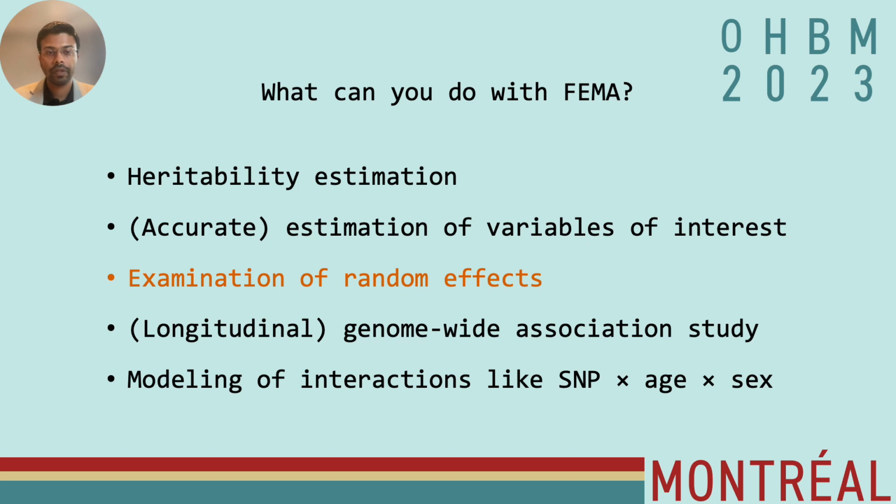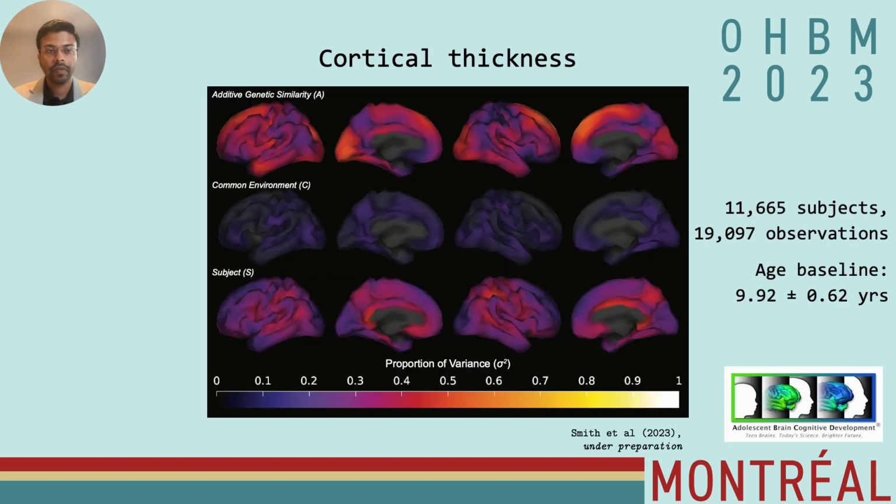The other thing that we could do within FEMA is, of course, to look at the random effects themselves. This is an examination of 3 different random effects on cortical thickness in the ABCD study. The first one here is the additive genetic effect, or how genetically related the subjects within the ABCD study are. That's akin to the heritability estimate. C is the common environment, and S is the fact that these are repeated observations.